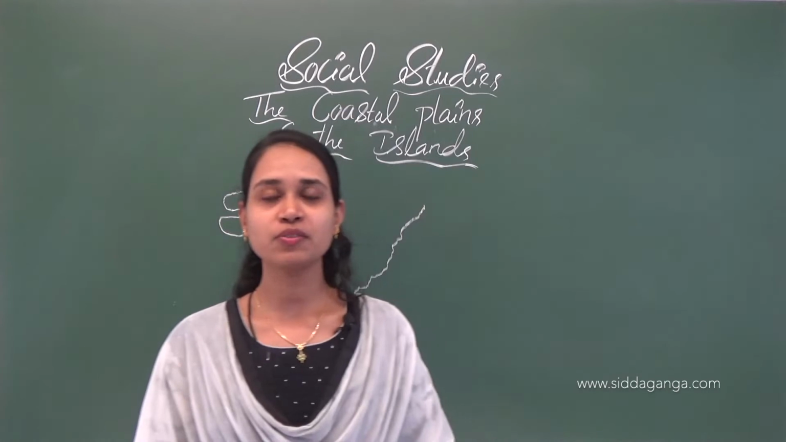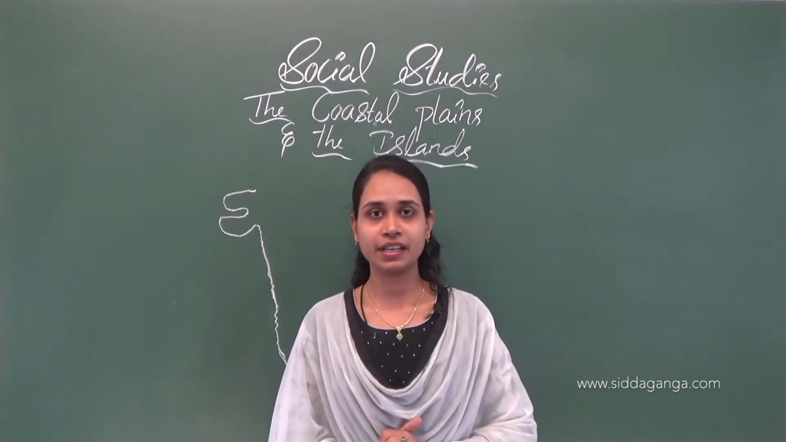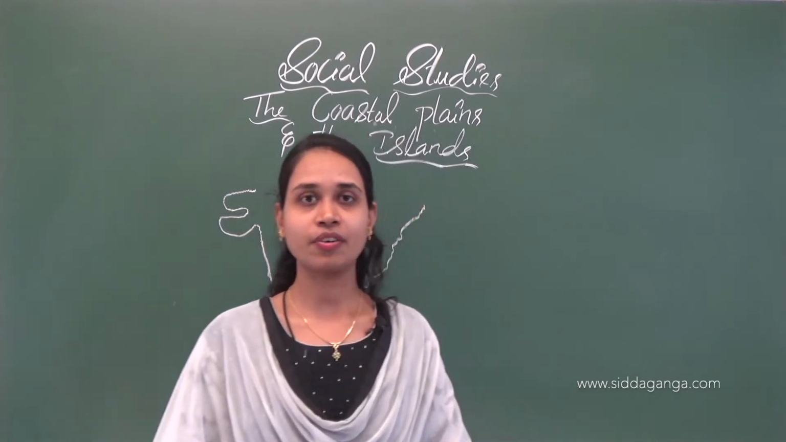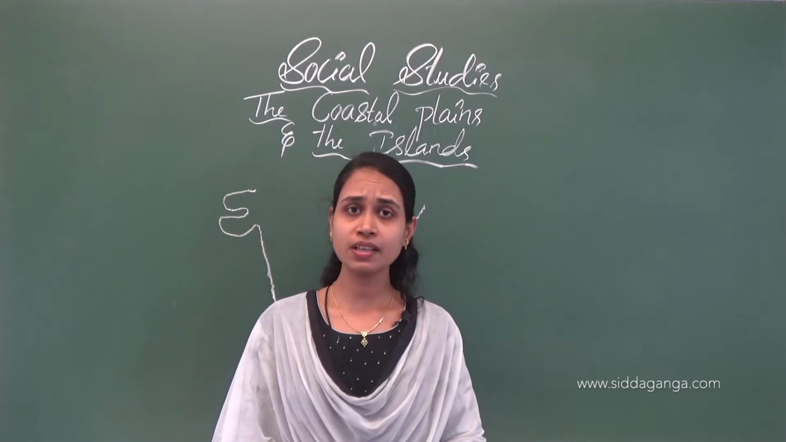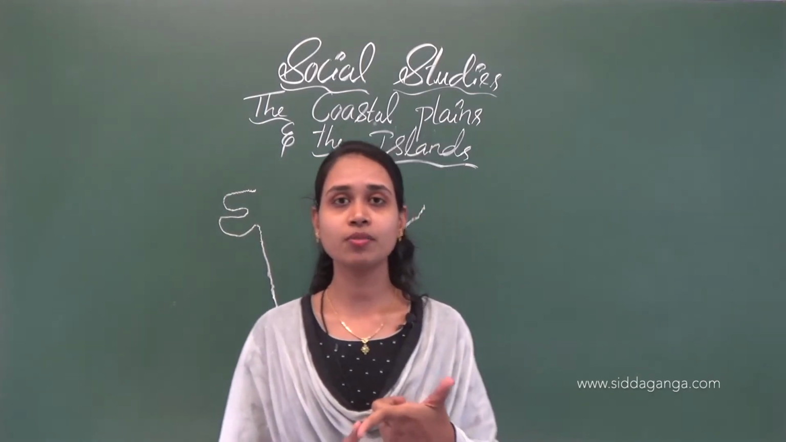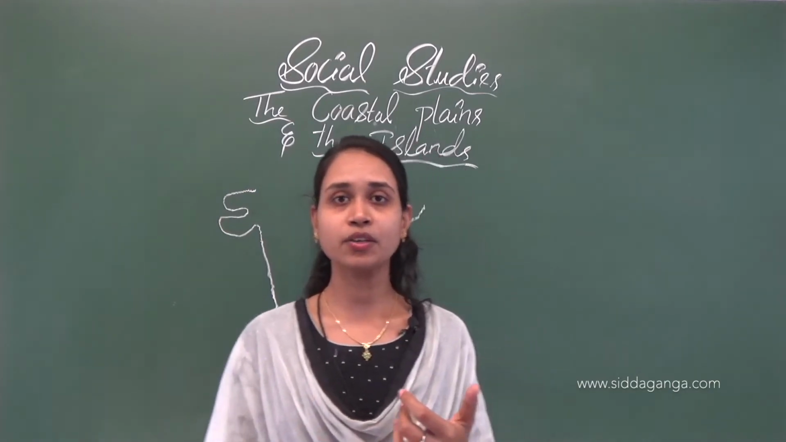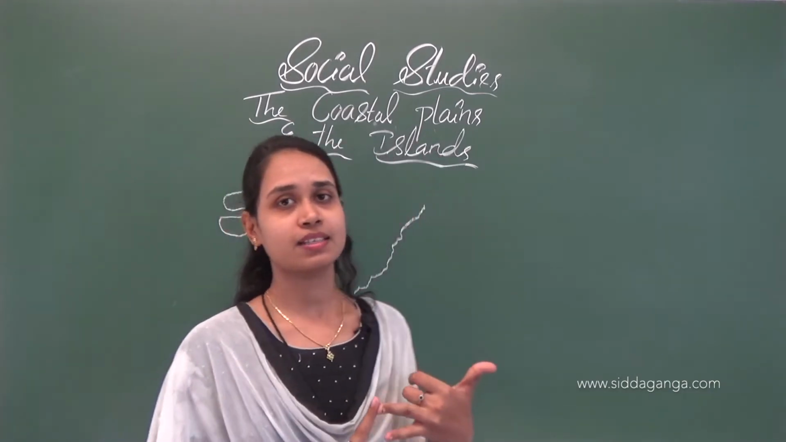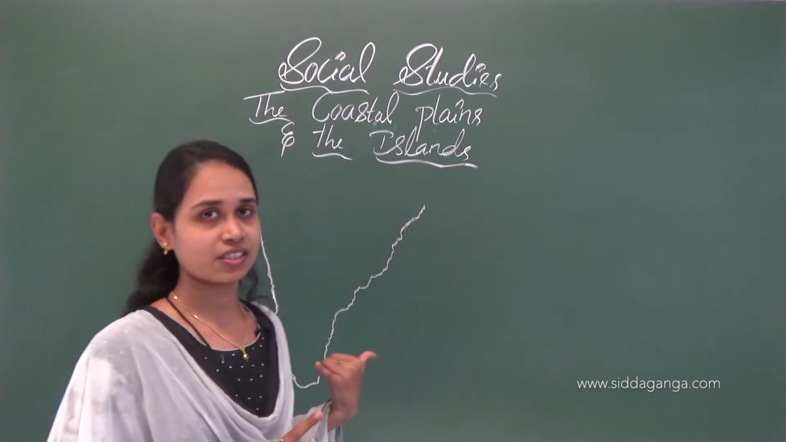So now we are going to start the physical features of our India, okay? First physical feature is the northern mountains, second one is the northern plains, then the western desert, then the southern plateaus, and the fifth one is the coastal lines and islands. It is our fifth feature, okay?